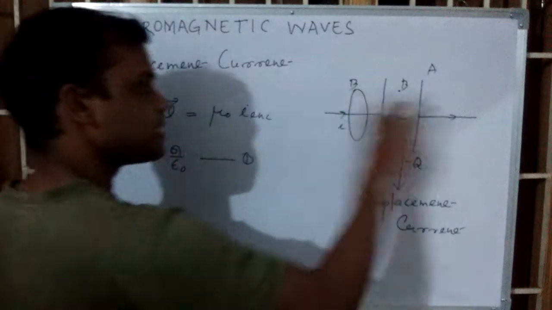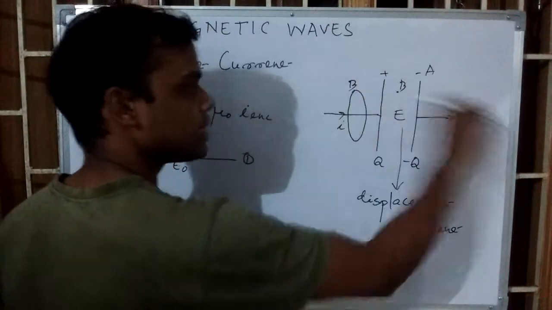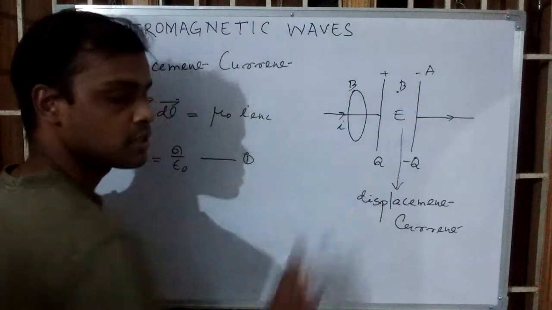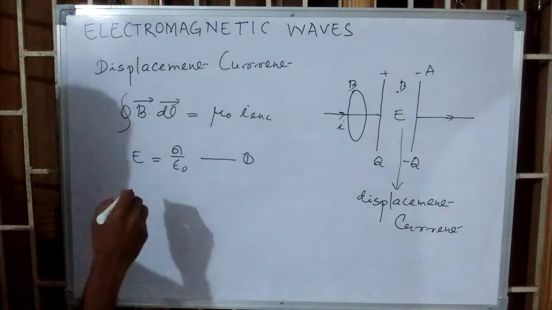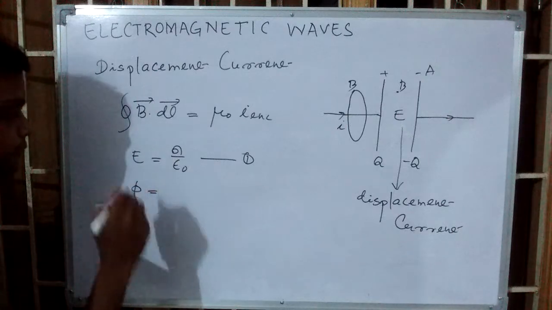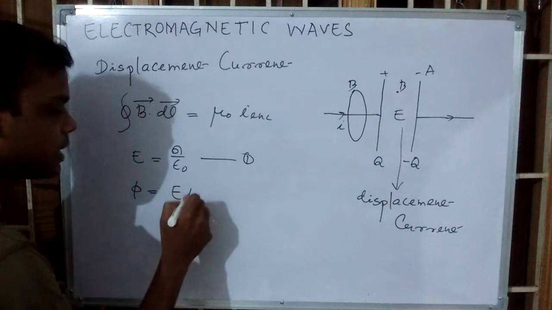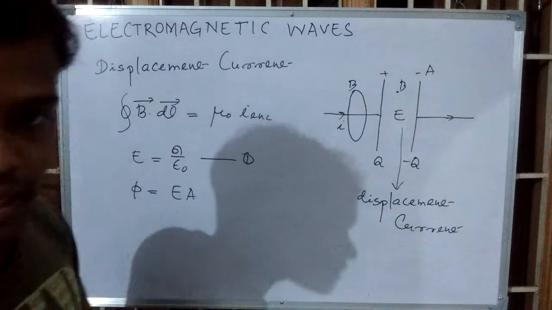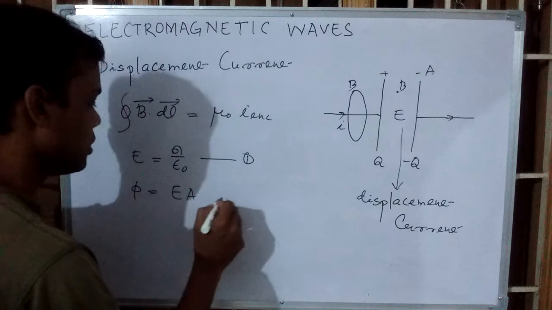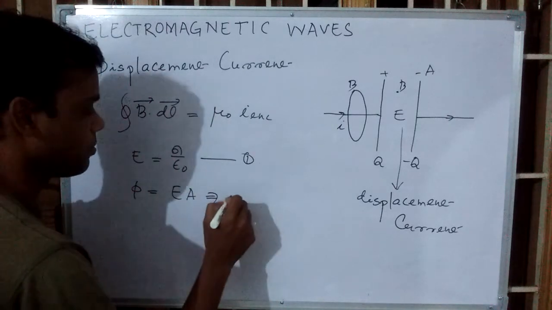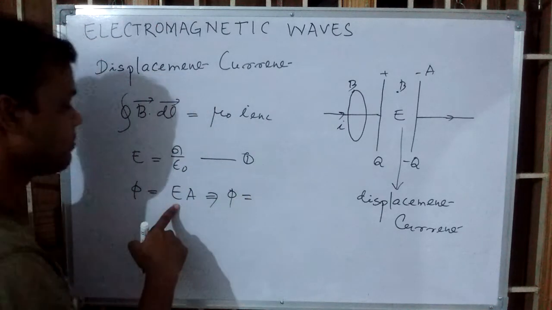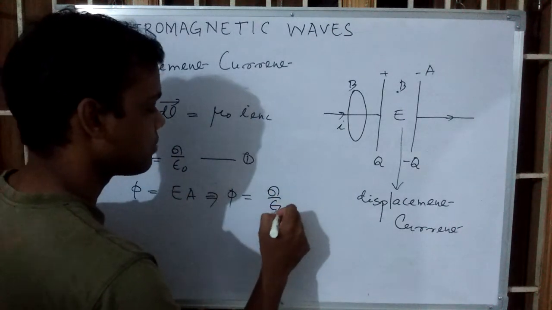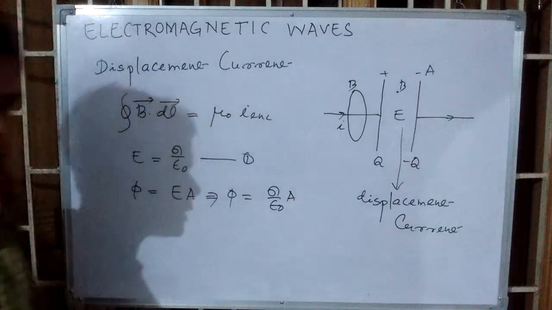Another thing, if electric field is there, this is plus, this is minus, the electric field will be like this. If electric field is like this, that means there is flux inside the plates. So what is the flux formula? Flux is nothing but E into A, electric field into area, and area of the plates is A, already given. This implies phi is equal to, in place of E I can place sigma by epsilon naught, sigma by epsilon naught A.